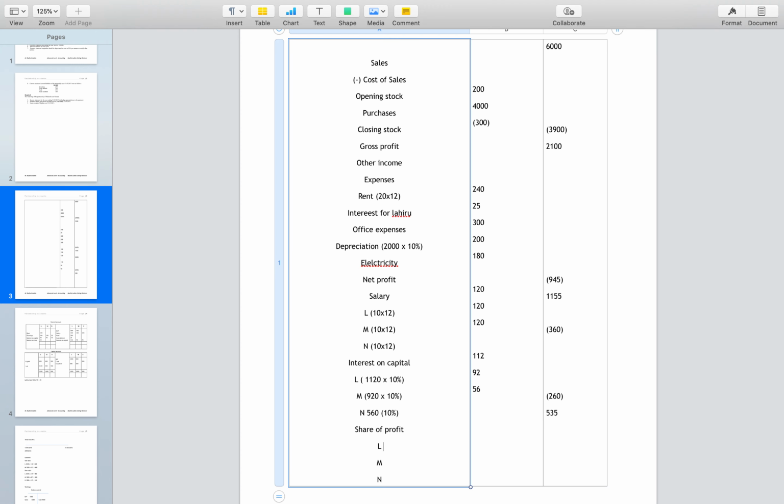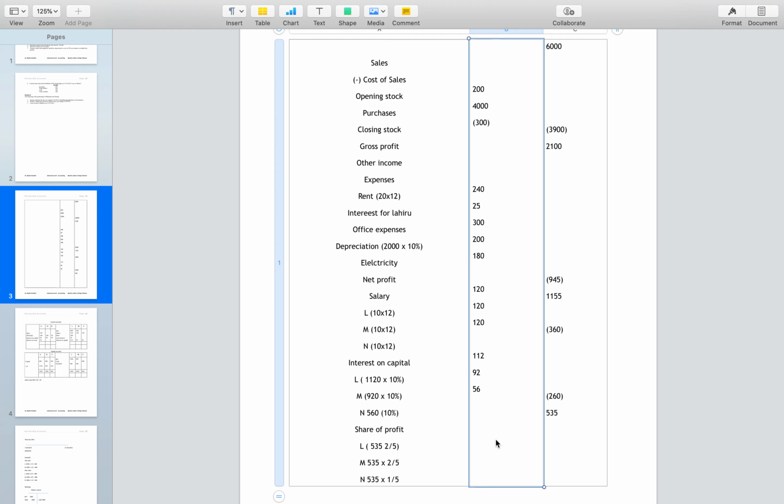Now, share of profit. Remember what is left now, 535, should be shared. Remember the new ratio, if you look at your tute, it's 2:2:1. So therefore 2 divided by 5, so he also will get the same portion of 535. And then Nadun also will get 535 into 1 over 5. So get your share of profits now. That will be 214, 214 and also 107.